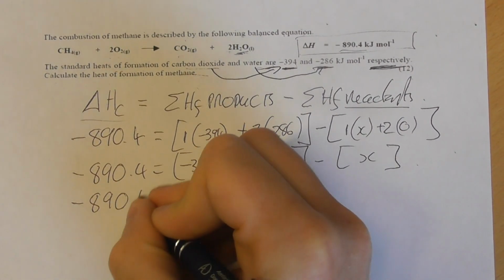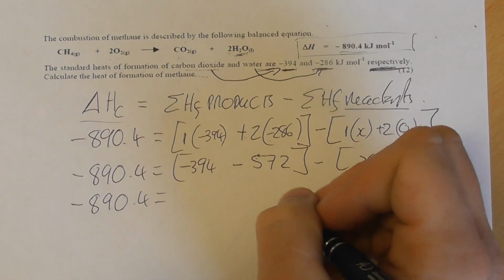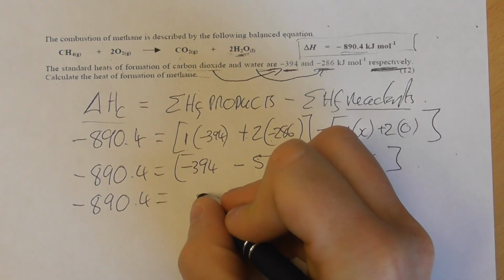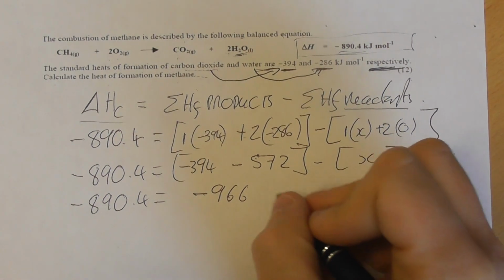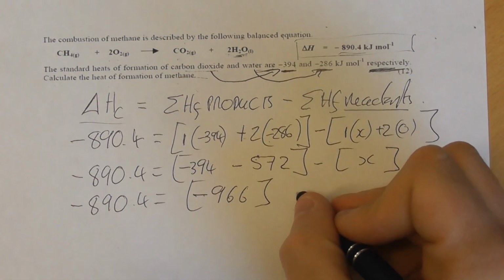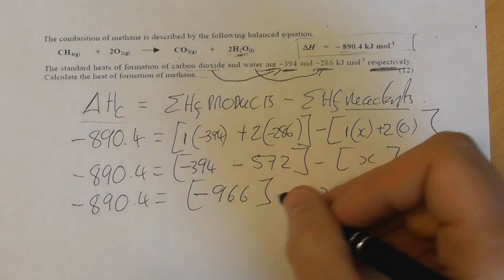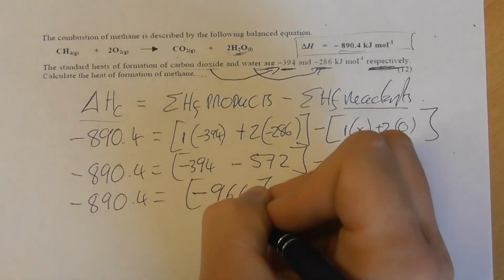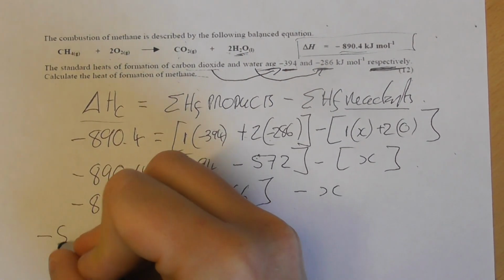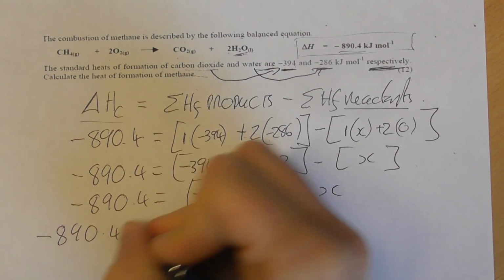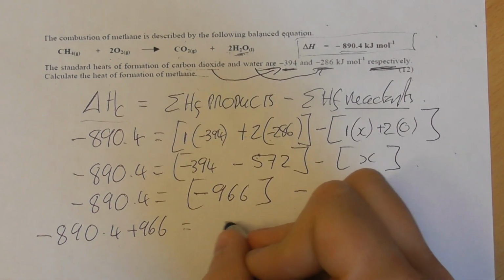You could tidy that up more. Minus 890.4 is equal to, and you could add the two of those together, and that would bring you up to, what would that be, minus 966, and then you could subtract away from that X. You multiplying that X, get rid of that brackets, and you just have that value. So then you would add 966 to one side, so it's minus 890.4. Add 966 to the other side, and that'll give you minus X.